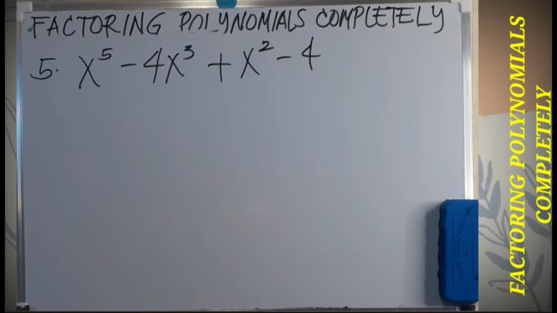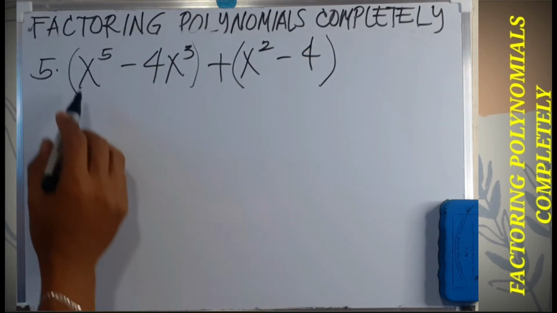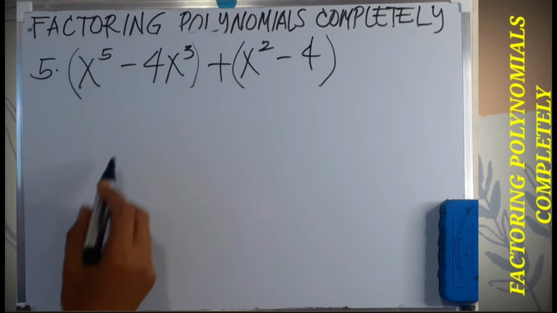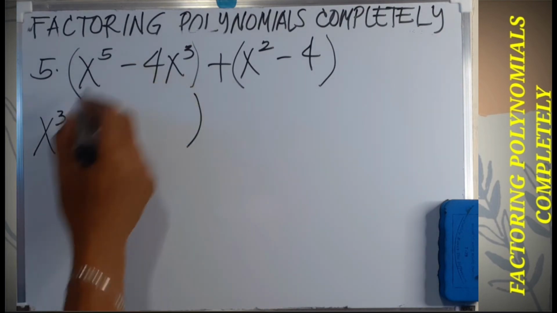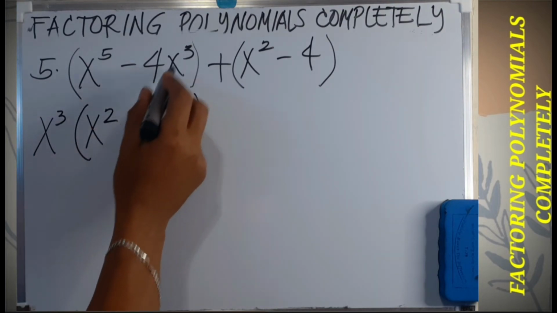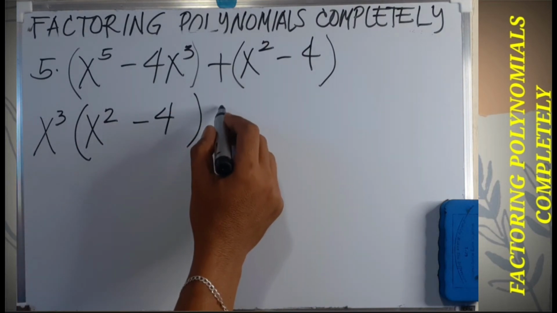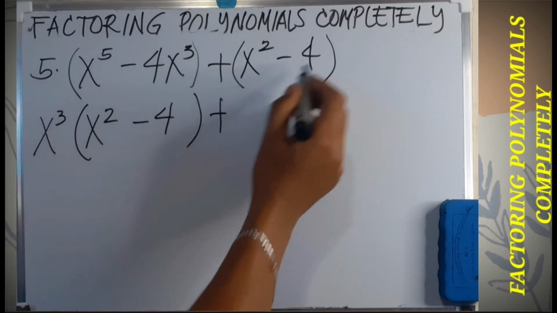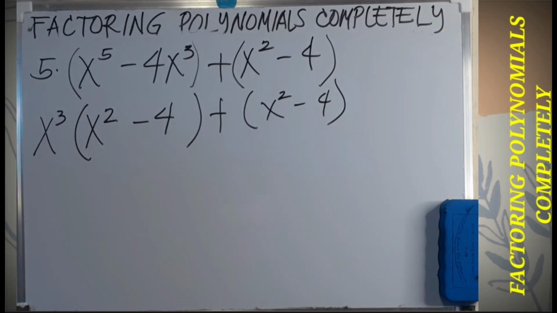Number 5, factor the polynomial x to the 5th minus 4x cubed plus x squared minus 4 completely. Since the third term is already plus, we can now regroup them. The common between x to the 5th and minus 4x cubed is x cubed. X to the 5th divided by x cubed is x squared. X cubed divided by x cubed cancels, minus 4. Plus x squared minus 4. No common between them.